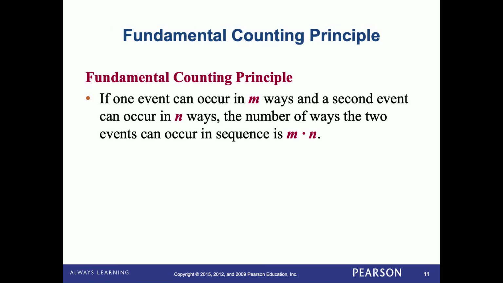Fundamental counting principle. If one event can occur m ways and a second event can occur n ways, the number of ways the two events can occur in sequence, m then n, would be the product of m ways and n ways. The product means multiply.